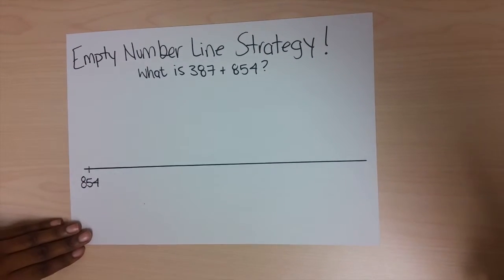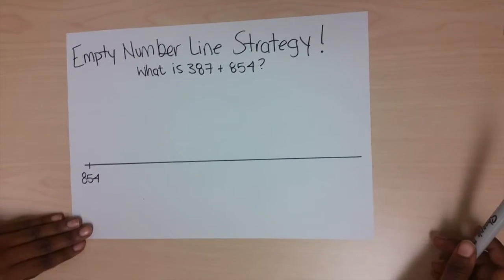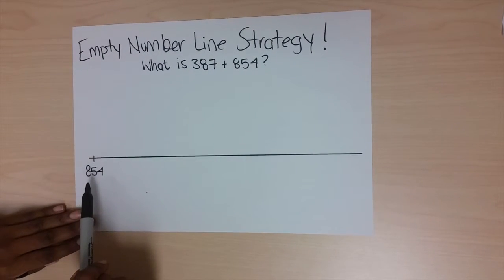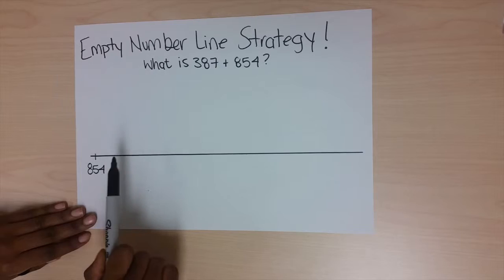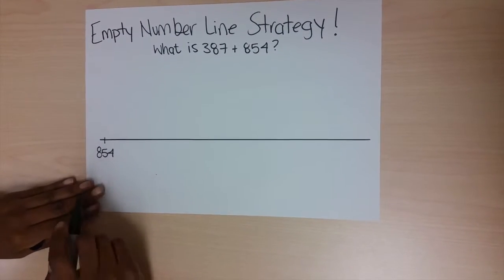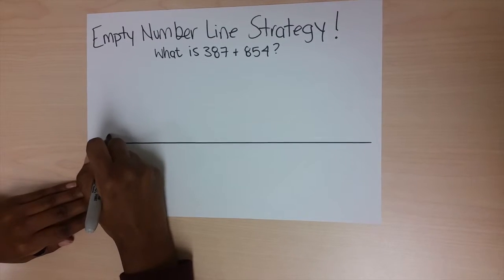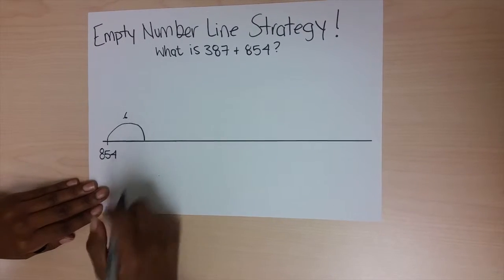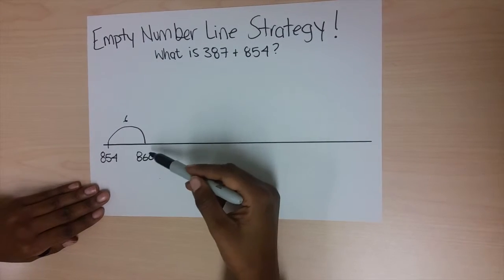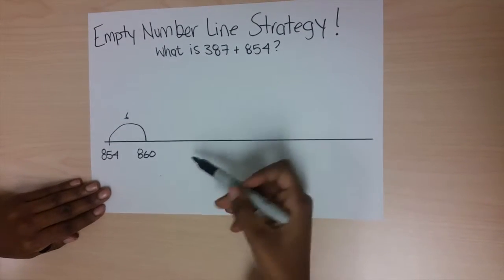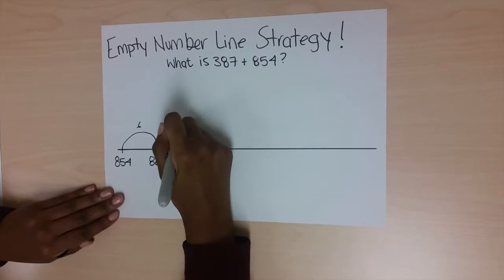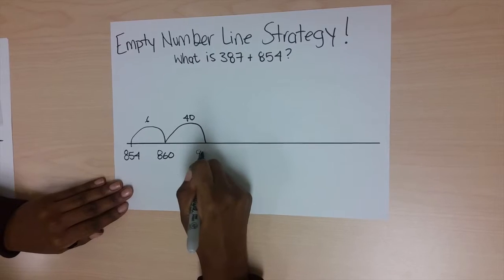So my next strategy is called the empty number line strategy. What is 387 plus 854? I started with 854 only because it's a large number and it's easier to compute with 387. So I want to round it off to the nearest 10. So I'm going to add 6 more, and it's going to be 860. Now I want to round it off to the nearest 100. So I'm going to need to add 40 more. So 40 more, it's going to be 900.